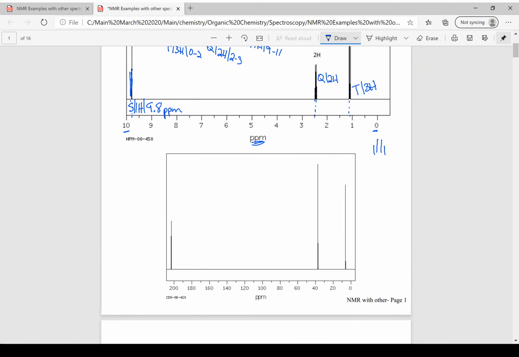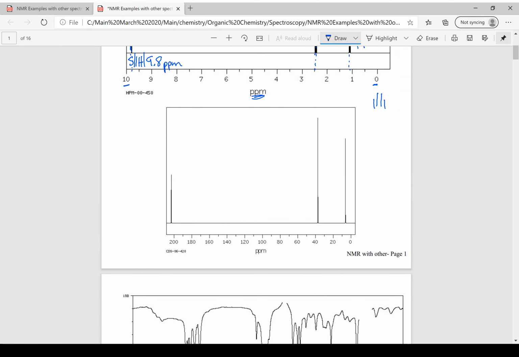So let's go to the carbon 13. How are we going to know it's a carbon 13? Because it's in ppm and it's going all the way from 0 to 200. All right, so I'm going to do the same thing. I'm going to count how many peaks. Either label this with a capital A or a number 1, just so they're not identical and don't get confused. There is no splitting. Okay, there's no splitting in the carbon 13.